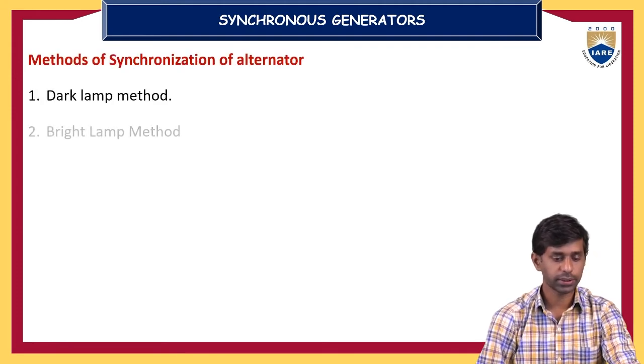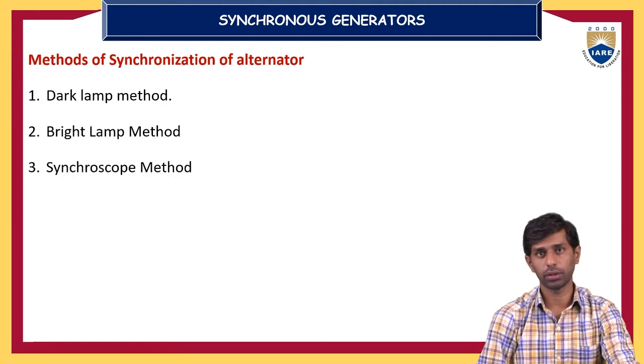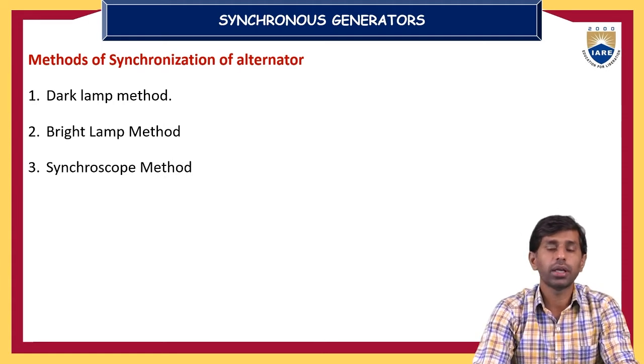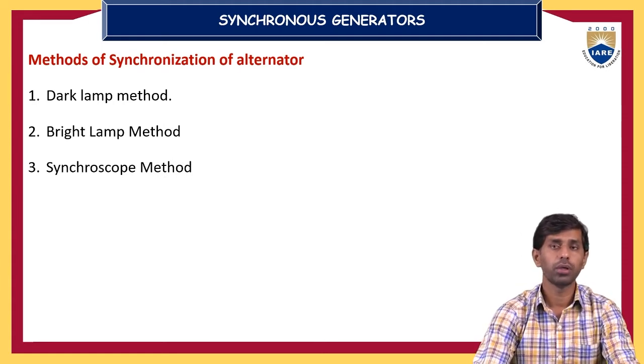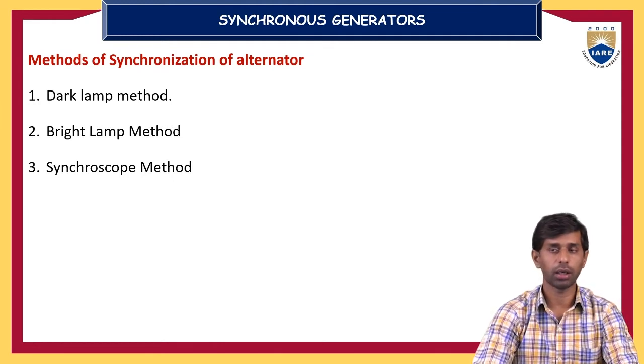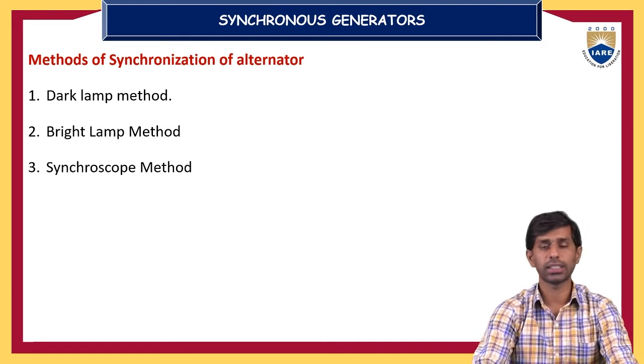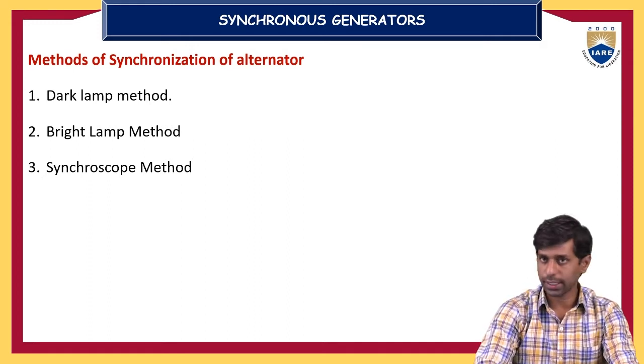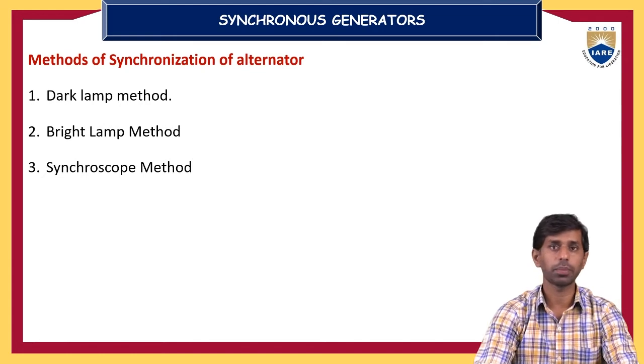So there are some methods for synchronizing the alternator. The term we already defined. Synchronization is the process by which, without interrupting the power supply to the consumer, we can connect the new alternator to the existing system or existing bus bar. That process is called synchronization, and the operation is called parallel operation.